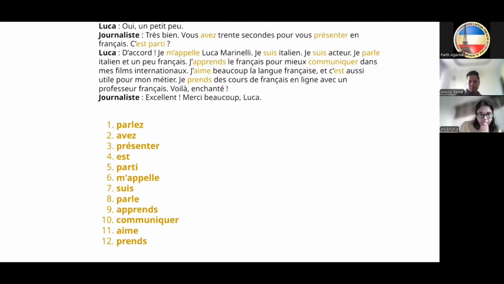First one, can anyone please tell? P-A-R-L-E-R. Yes, correct, Anubhuti. I am asking for the main form of the verb, and this is exactly the main form. Anup, what do you think about the next one? A-V-E-Z. What is the main form? Avoir. This is the avoir verb.